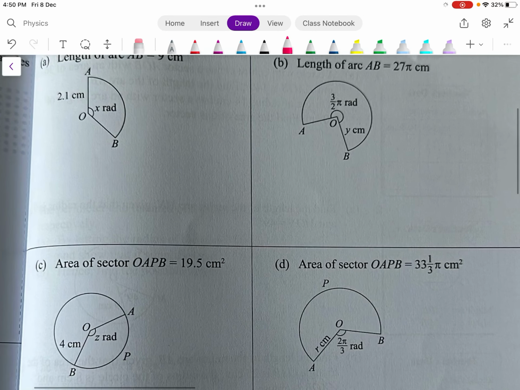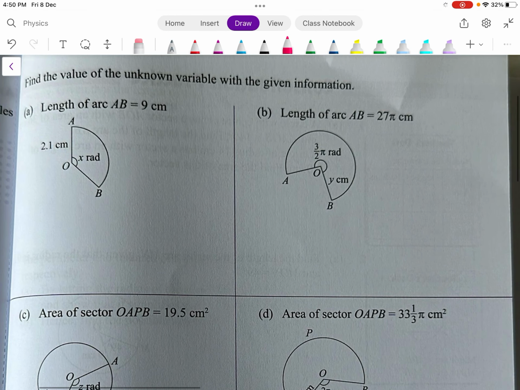Let's talk about the first part. Find the value of the unknown variable with the given information, part A. We are given the length of arc AB, meaning from here all the way to here is 9 centimeters, and we are given the radius. You just need to label what you are given and what you are required to find. What we are required to find is actually the theta.